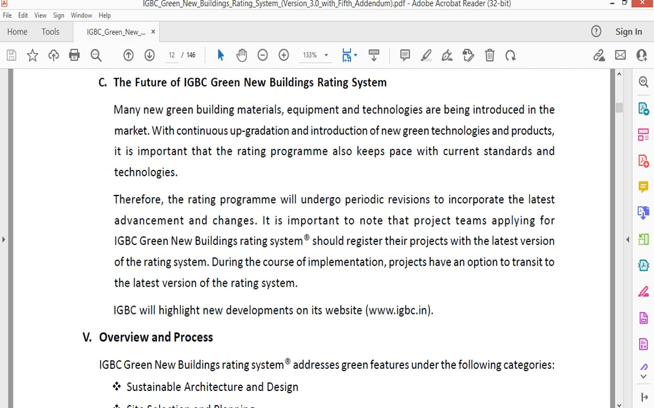So it is important to note that the project teams which are applying for this rating system should register their projects with the latest version of the rating system. And then during the course of the implementation, the projects have an option to change over to the latest version of the rating system. So whatever changes would be occurring, they would be highlighted and shown on IGBC's website. Then comes the next topic, which is about the overview and process.